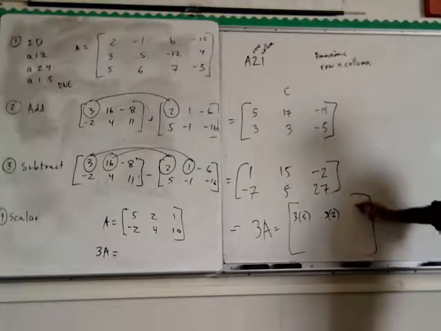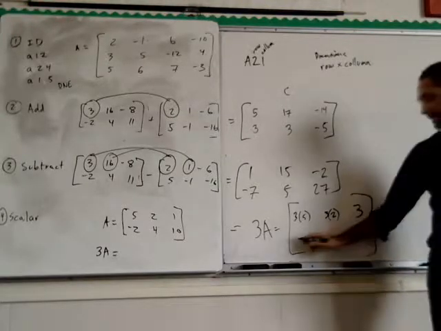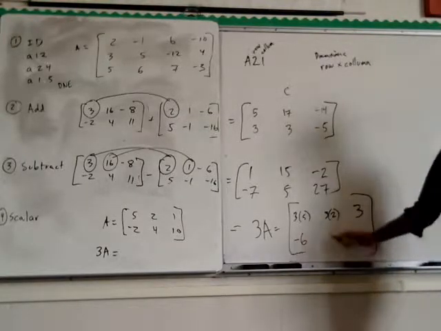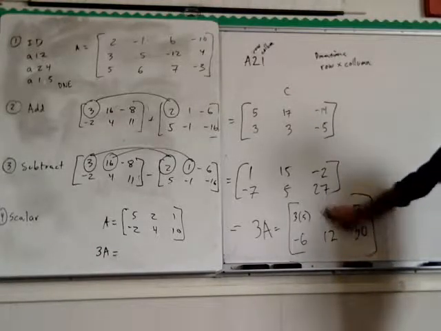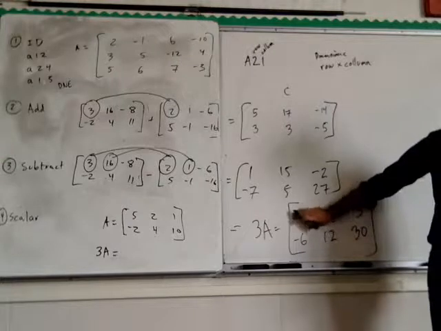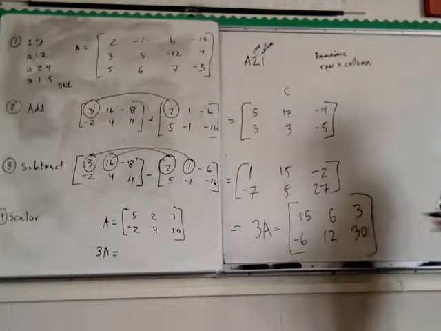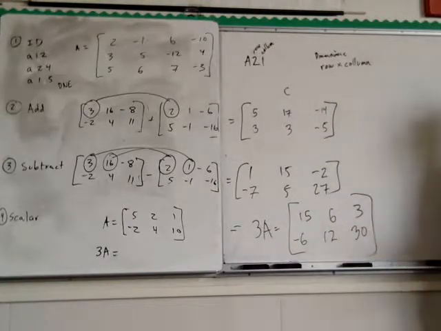So 3 times 1 is 3. Down here, 3 times -2 is -6. 3 times 4 is 12. 3 times 10 is 30. Just put 6. Okay. Scalars are just applied that way.